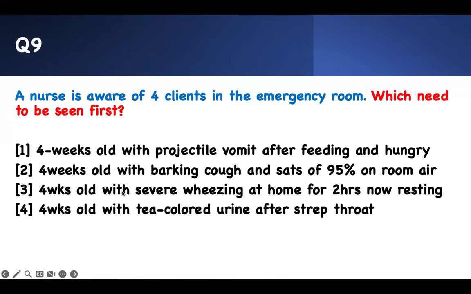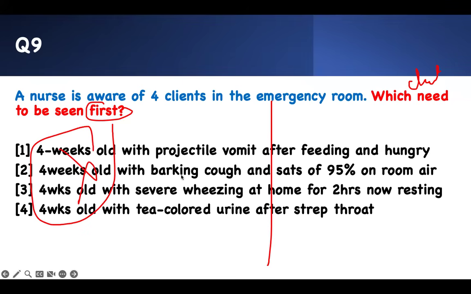Number 9, a nurse is aware of all clients in the emergency room. Which client needs to be seen first? Buzzword: I see 4 weeks old, eliminated. Then divide it into 2. What is the problem and what is the condition, right? Projectile vomiting after feeding and hungry, this is what?